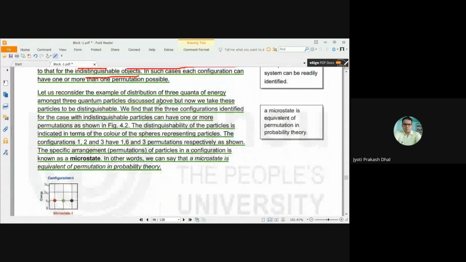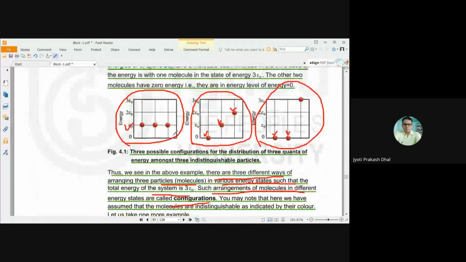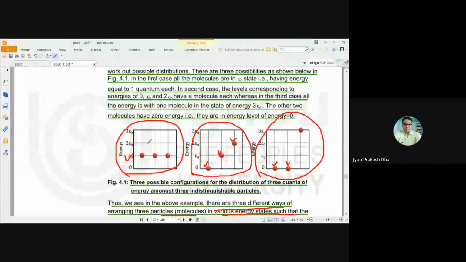Let us consider the example of distribution of 3 quanta of energy among the 3 quantum particles discussed above. Now we will take these particles to be distinguishable. So here we have discussed 3 identical particles arranged in 4 different energy levels, so that the total energy of the system will become 3 epsilon 0. So here, as the 3 molecules are distinguishable, we have observed that the total number of arrangements will be 3.